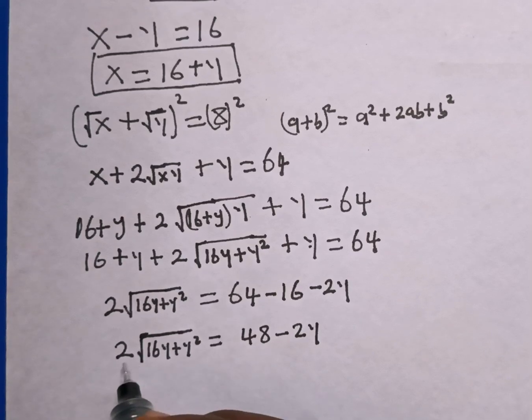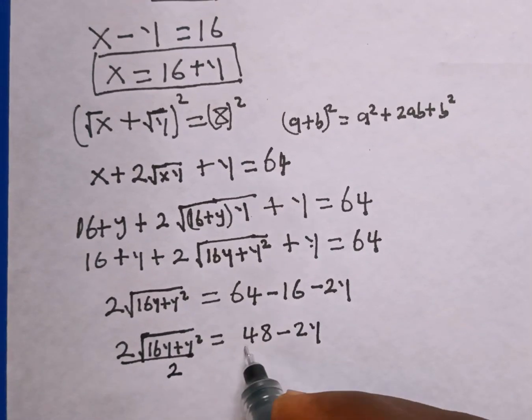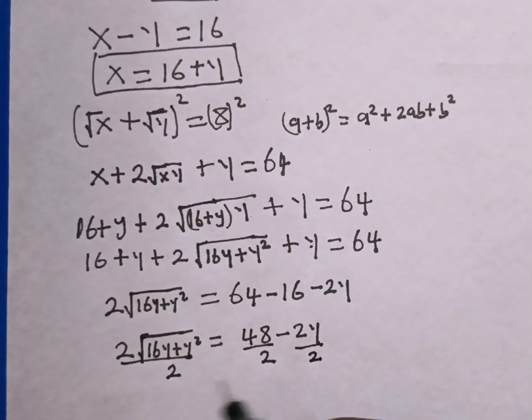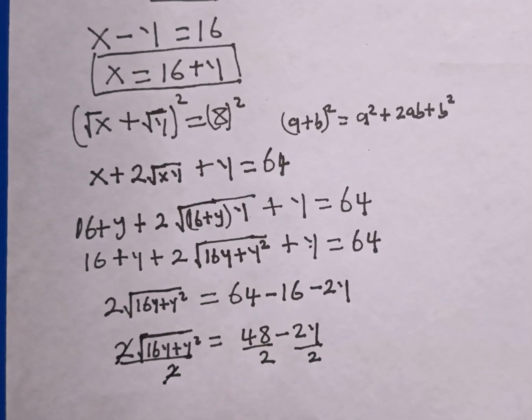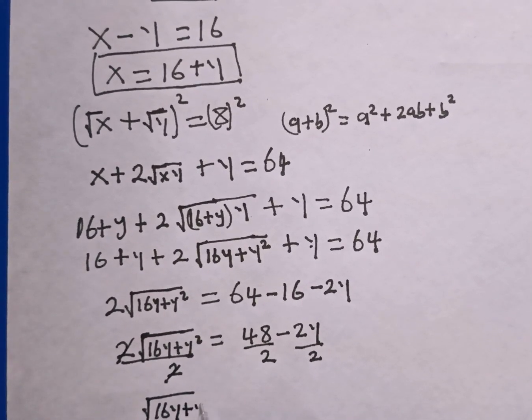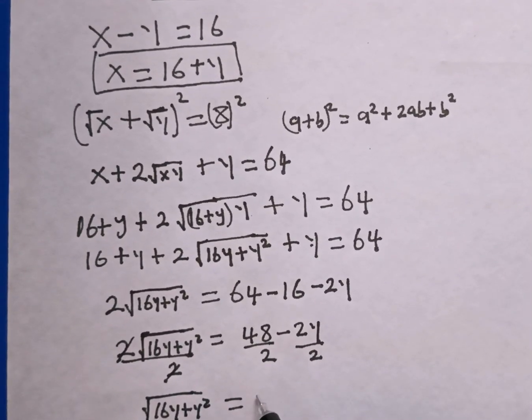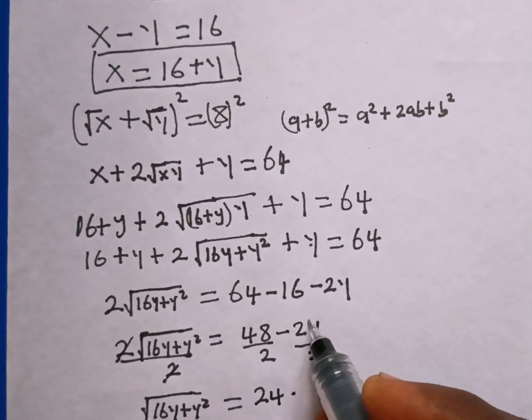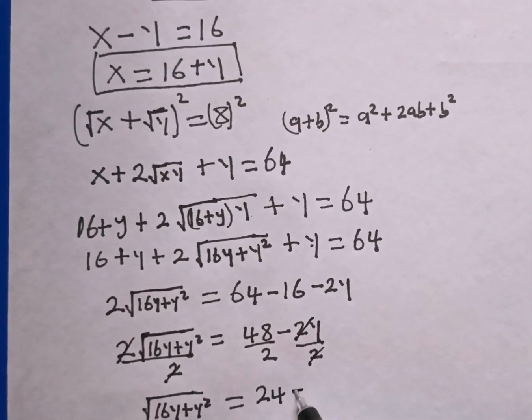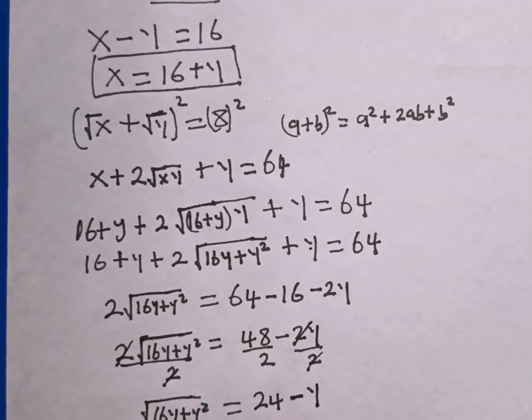So what do we do? We divide each term by 2. So also this by 2 and this by 2, so that this 2 is going to cancel this 2. So we are left with just square root of 16y plus y square, which is going to be equal to 48 divided by 2, which is going to give us 24. Then this 2 is going to cancel this 2. We are going to have just negative y.